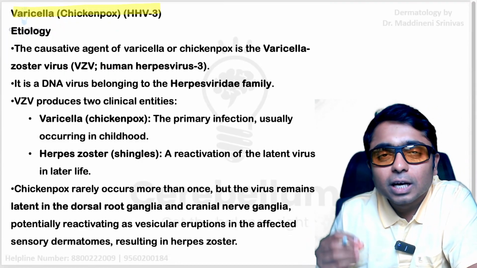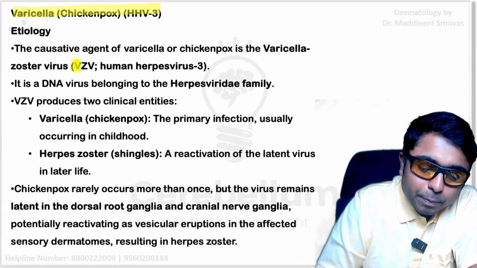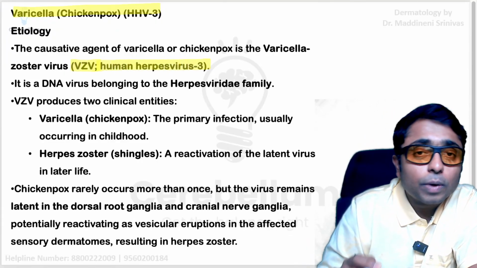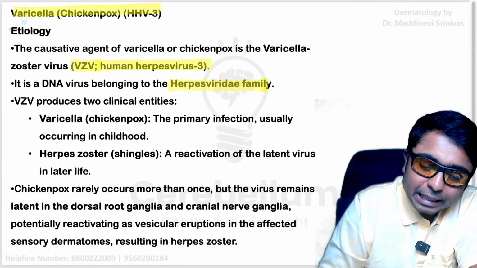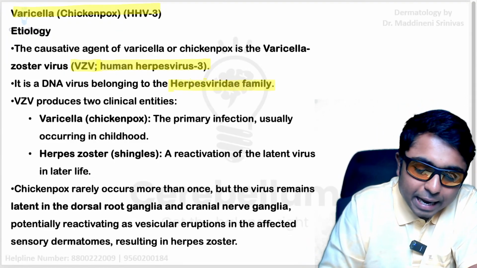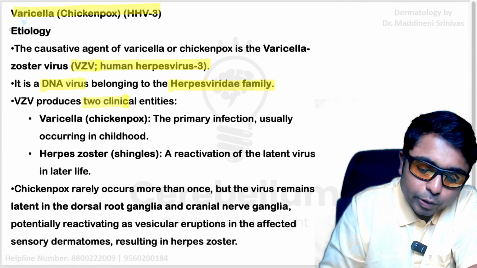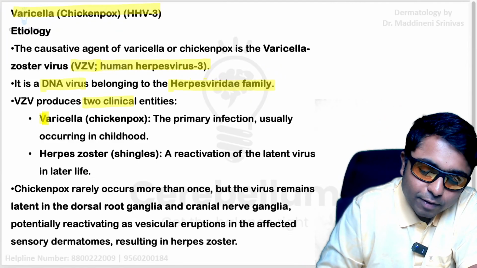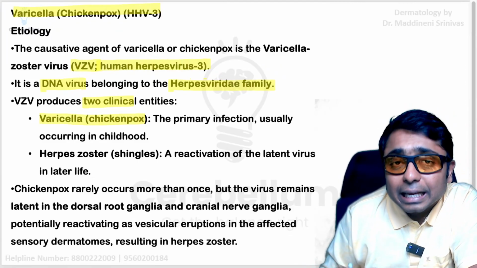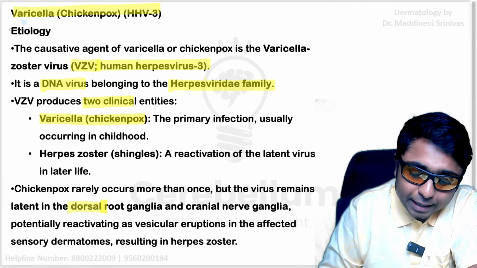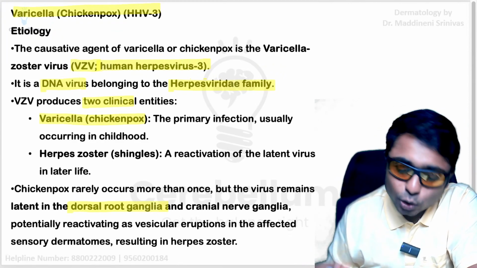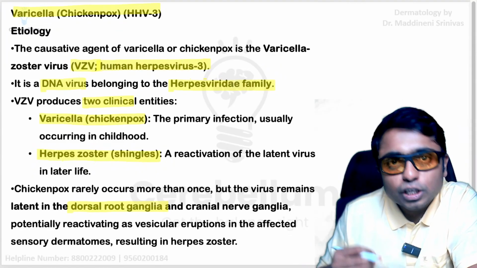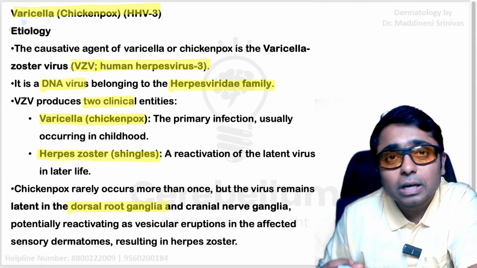So in this video we're going to look at the topic varicella or chickenpox, which is produced by the human herpes virus 3, and remember it is also called varicella zoster virus. It belongs to the herpesviridae family. It is a DNA virus and it can produce two clinical features. The primary infection is called varicella or chickenpox, and this is going to stay latent in the dorsal root ganglion, and if it gets reactivated, the presentation is called herpes zoster or shingles.